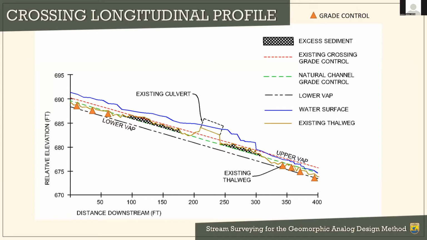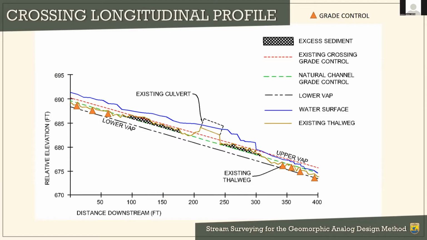For the longitudinal profile at the crossing, we are looking to establish the natural stream slope outside of the influence of the road, which may be acting like a dam and trapping sediment. So you will need to capture enough stable grade controls upstream and downstream of the crossing, let me get my laser pointer here, sorry about that, upstream and downstream of the crossing. So we need enough of those to establish the natural slope.